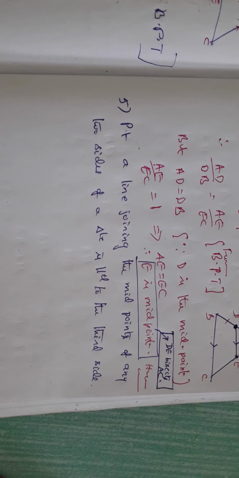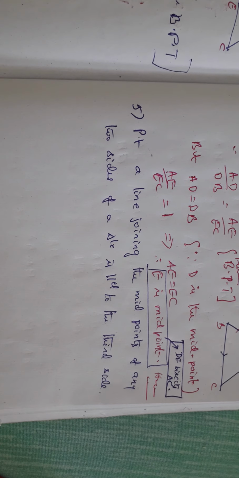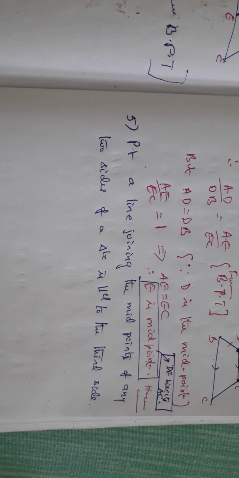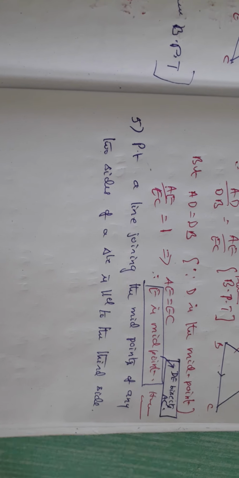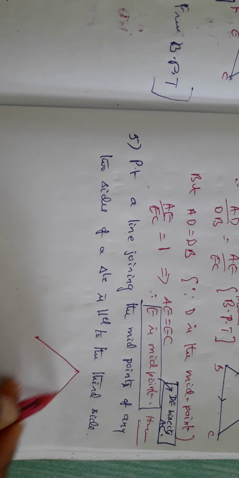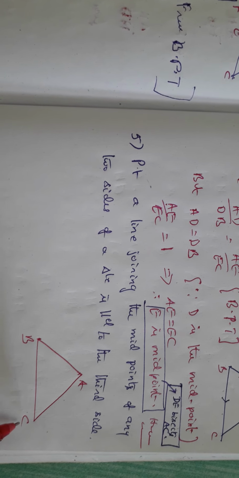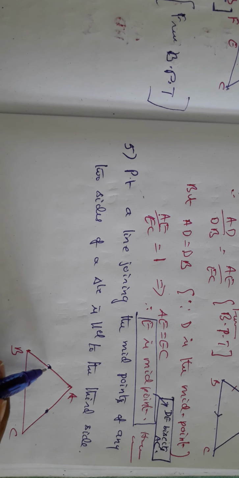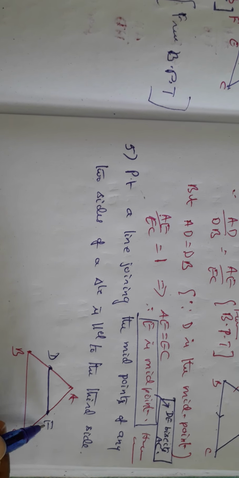Right, prove that a line joining the midpoints. Already given that a line is joining the midpoints of two sides. Then obviously it should be parallel to the third side. That means we can use the converse of the basic proportionality theorem. So let us draw the triangle. ABC I am naming it as. So here he is saying that there is a line which is passing through the midpoints of the two sides. Yes, very good. So D and E.